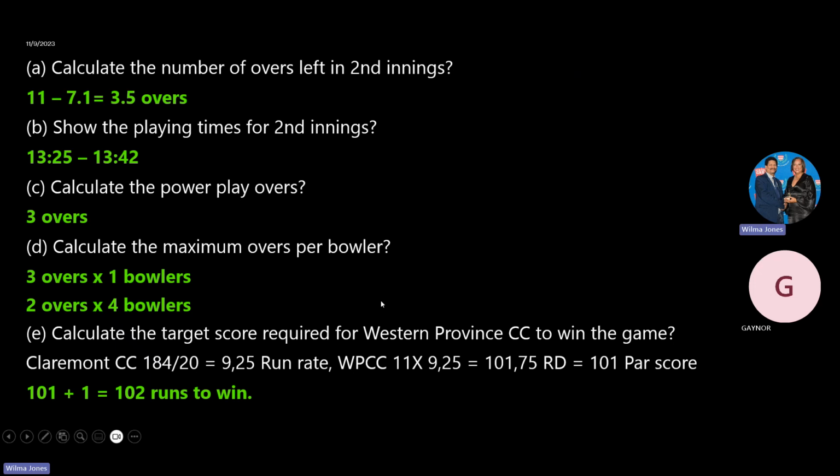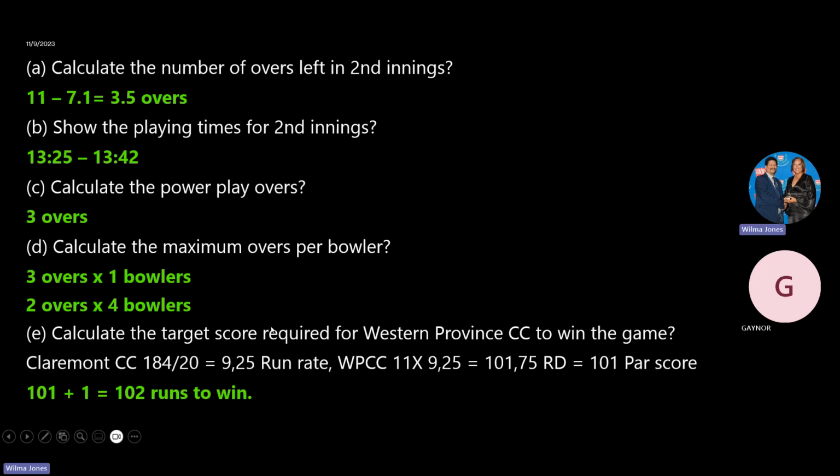To calculate the target score for Western Province Cricket Club to win the game, Claremont put up a score of 184. So 184 divided by 20 gives you a run rate of 9.25. Western Province Cricket, in the 11 overs, times the 9.25 run rate that Claremont Cricket Club put up would give you a total of 101.75, meaning that the par score for Western Province Cricket would be 101. In order to win, Western Province would then need to score 101 plus 1, which is 102 runs to win.